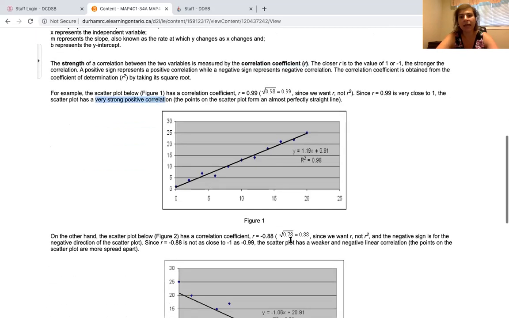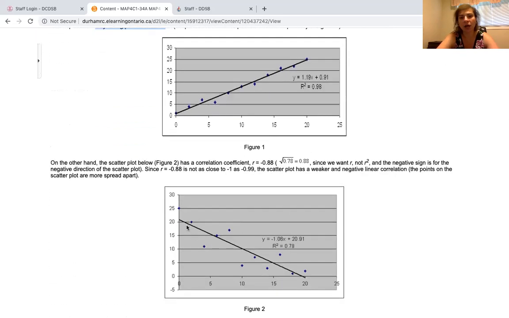All right. Now, if I have points that are going downward, I find my equation, which in this case is y equals negative 1.06x plus 20.91 with an R squared of 0.78. So what I need to do is take the square root of the 0.78, and that's going to be 0.88. Now, when you get that answer, you have to make sure that it's negative 0.88 because it's going down. So it's a negative correlation.